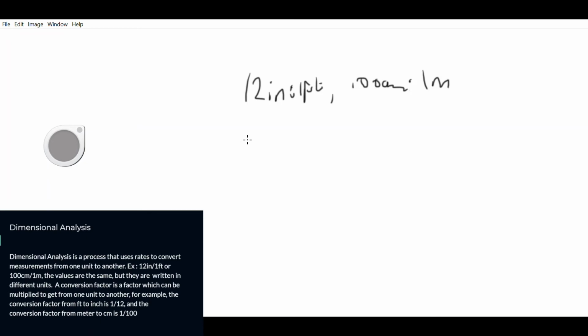What you need to remember is that in dimensional analysis, both the values written here are equal. So 100 centimeters and 1 meter are the same. They're just written in different units. And a conversion factor is the factor which can be used to multiply from one unit to another. So for example, to get from 1 foot to 12 inches, you just need to multiply by 12. And similarly, from 1 meter to 100 centimeters, you just need to multiply by 100. And vice versa.